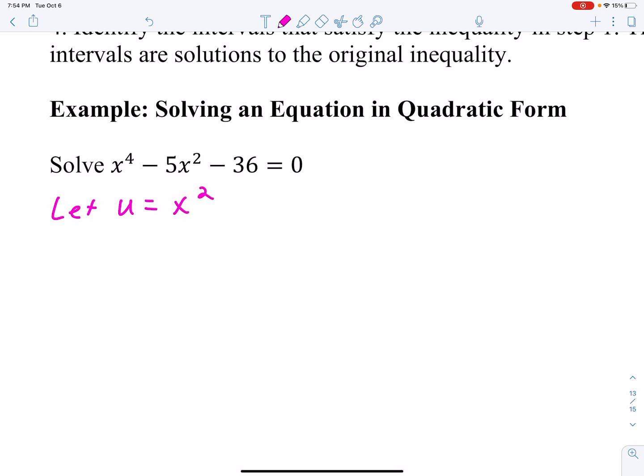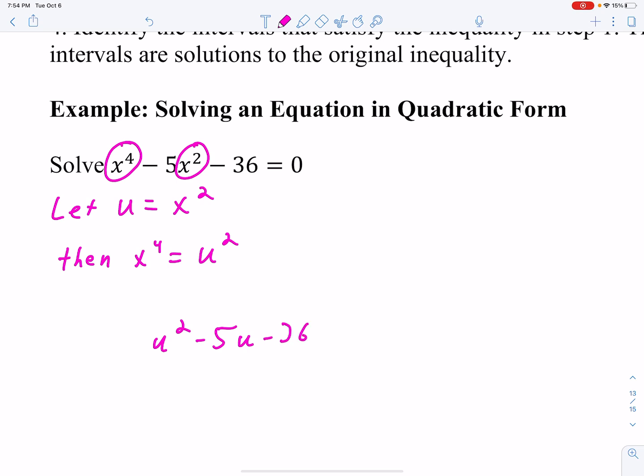If we make this substitution, u equals x squared, then x to the 4th equals u squared. Just showing you here, u is x squared, so we'd have x squared squared, which is x to the 4th. Do you see that? So we make these substitutions: x to the 4th becomes u squared, minus 5 times x squared, which is u, minus 36 equals 0.